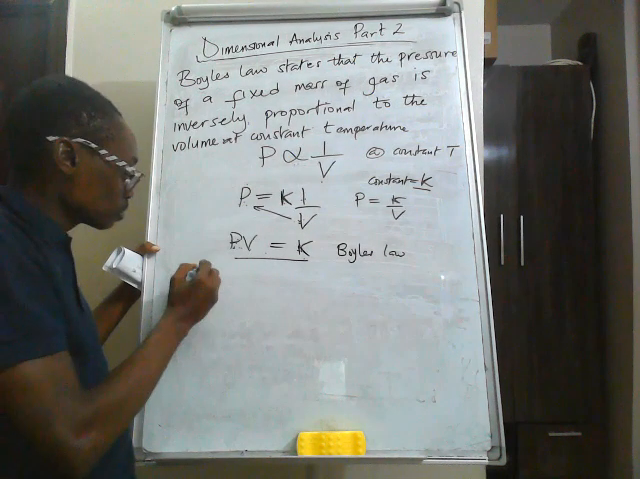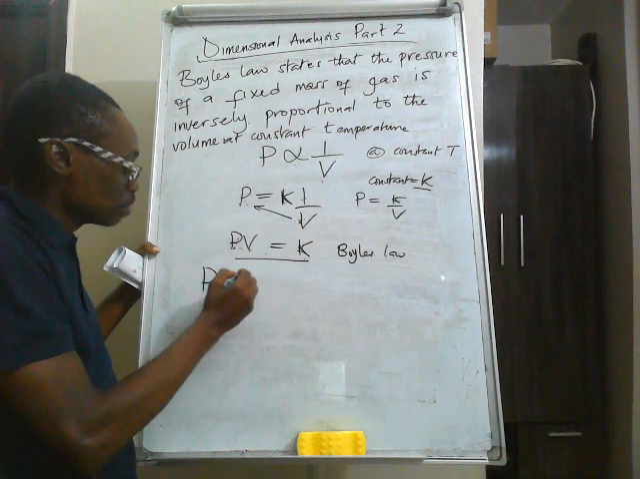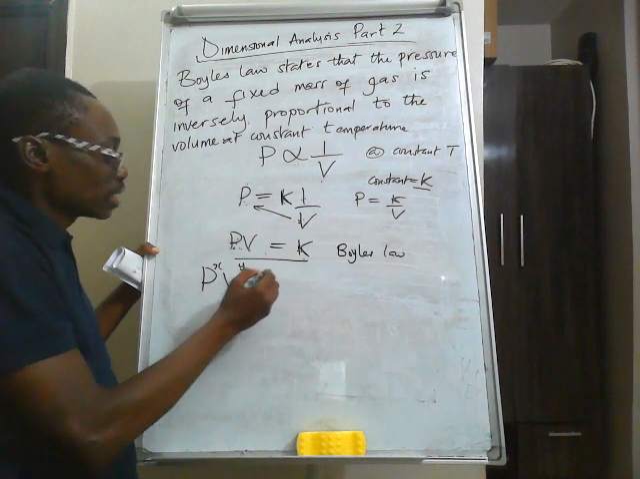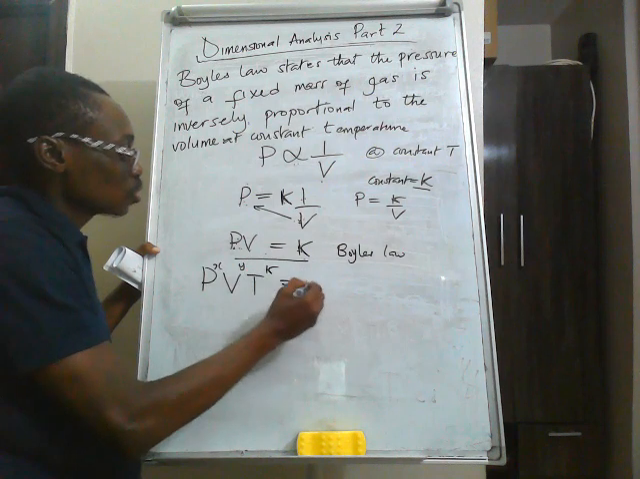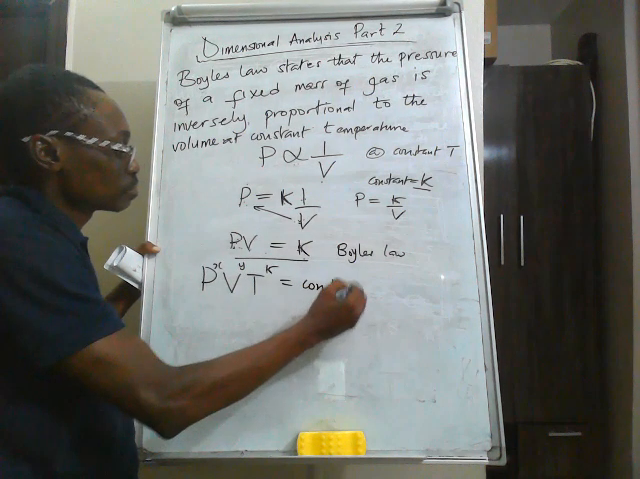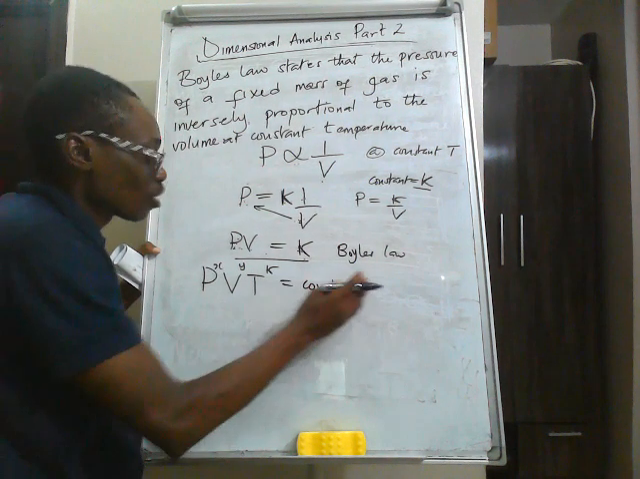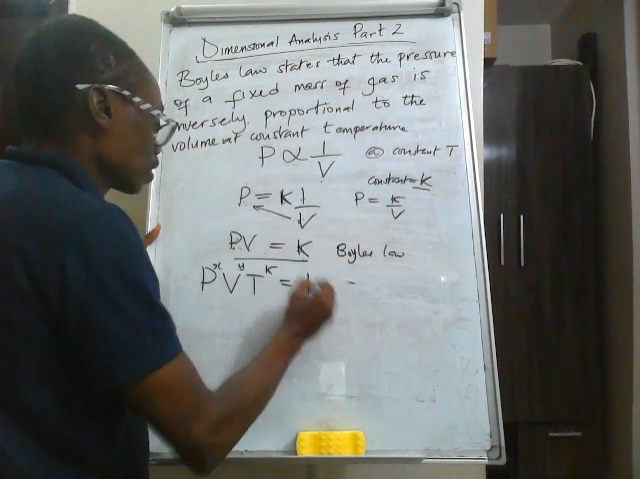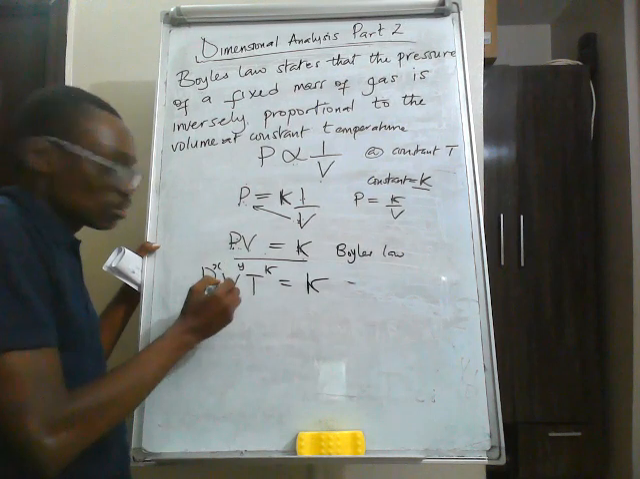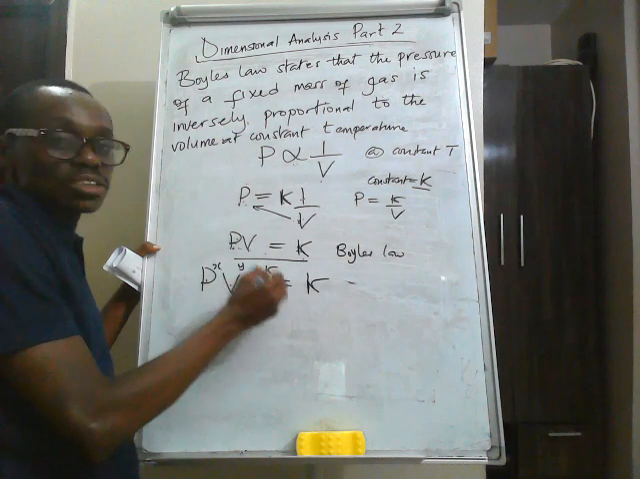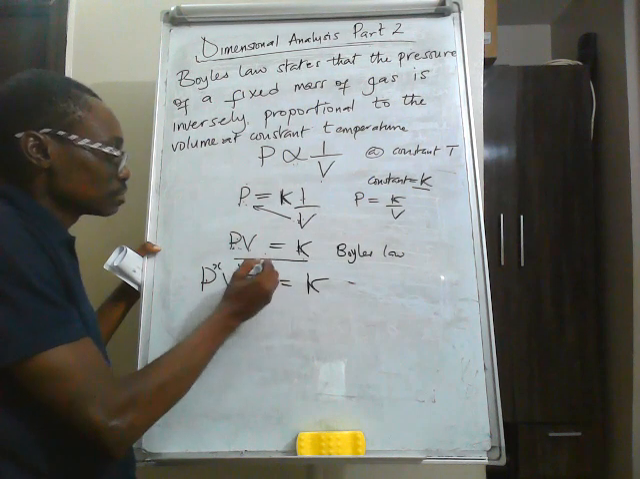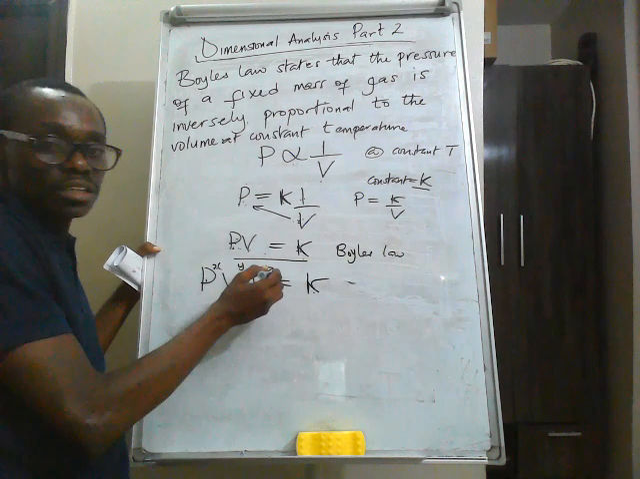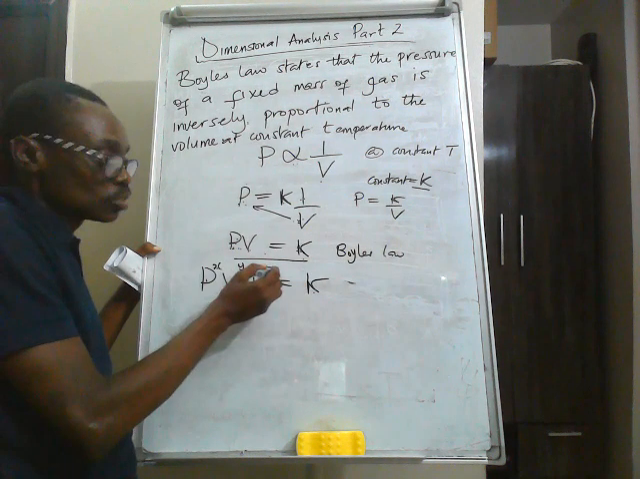Our question was from here: P raised to power x, V raised to power y, and T raised to power z equals constant, which is our constant K. So let's replace the constant with K. If P raised to power x, V raised to power y, T raised to power z is equal to K, what are the values of x, y, and z that will make it Boyle's law?